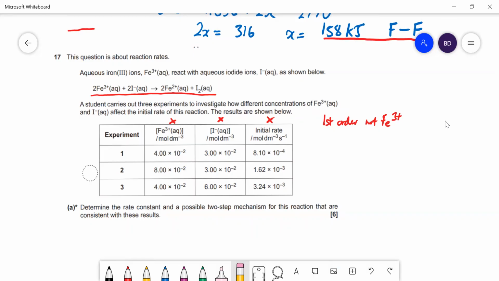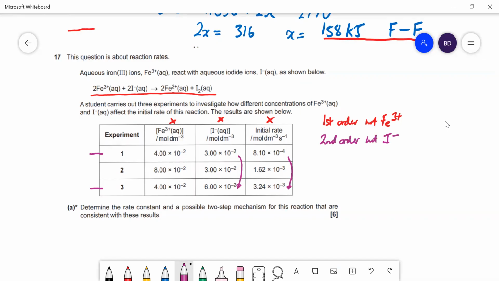Right, so which two experiments are we going to do there? We want to keep the ion concentration the same, so I'm going to look at experiments 1 and 3. Ion stays the same, but the iodide doubles. And when we double the iodide, you can see that the rate goes up from 8.1 to 32.4, effectively going up by a factor of 4. So double the iodide, and you quadruple the rate, so it's second order with respect to iodide.